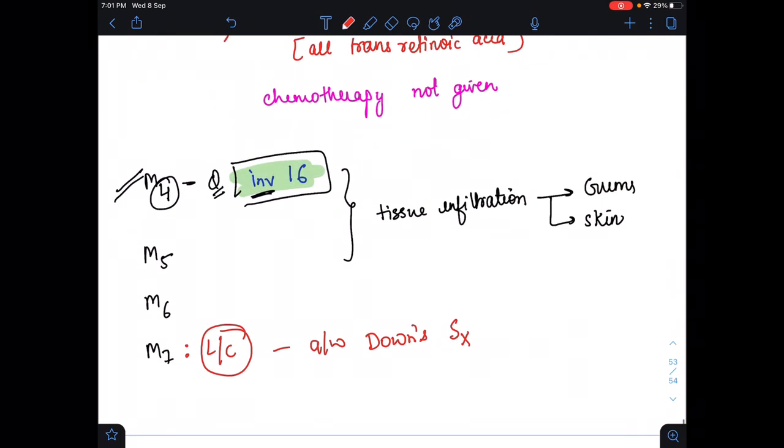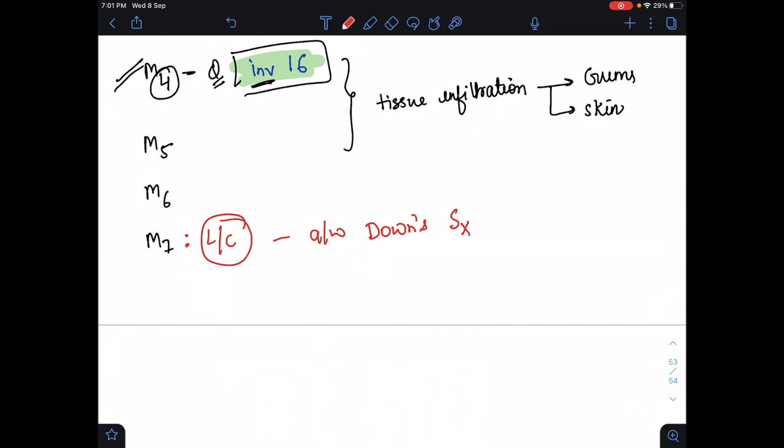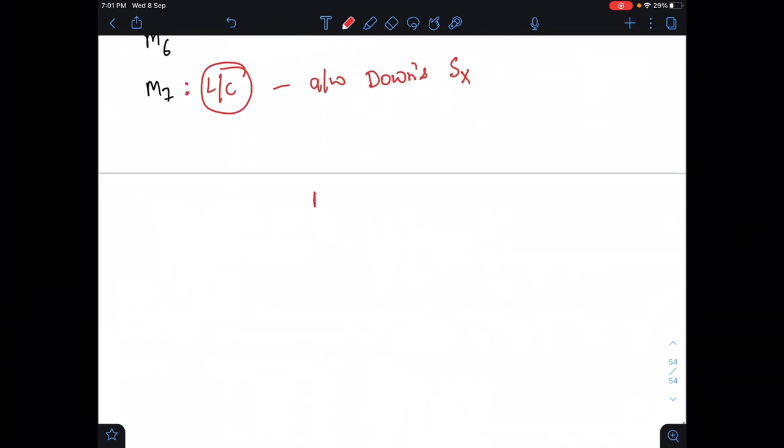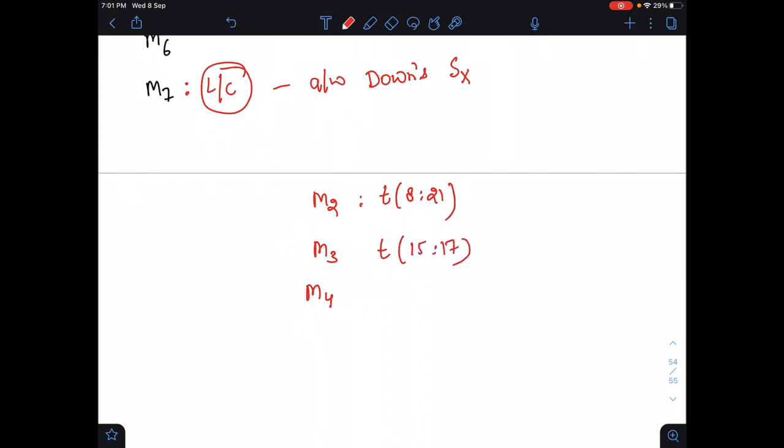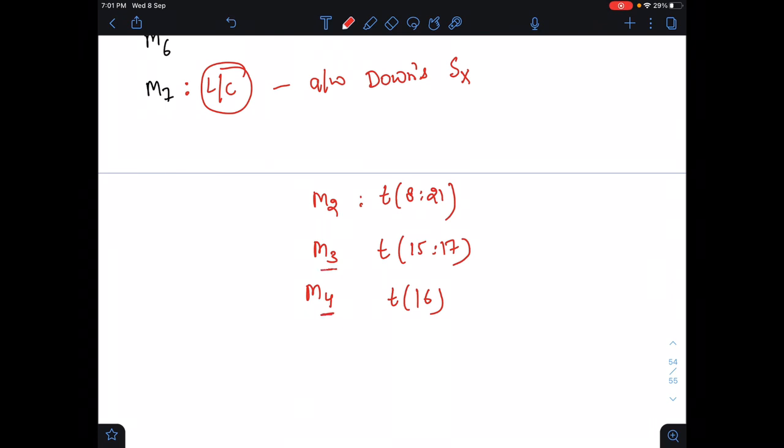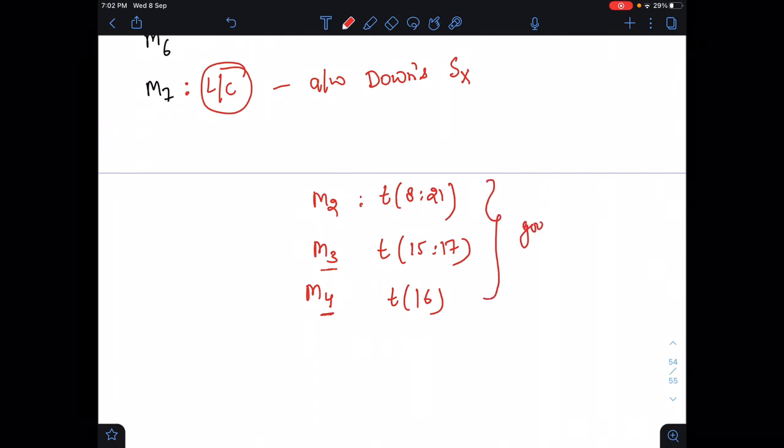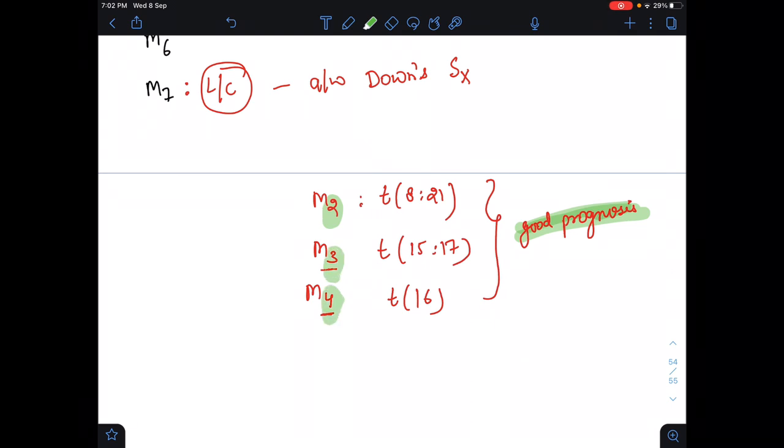Now out of all these, which AML gives the good prognosis? Please remember it: M2, M3 and M4. In M2 the translocation is 8:21, while in the M3 translocation 15:17 is there, and in the M4 inversion 16 is there. So all of these give a good prognosis. Please remember it, that good prognosis is in M2, M3 and M4.